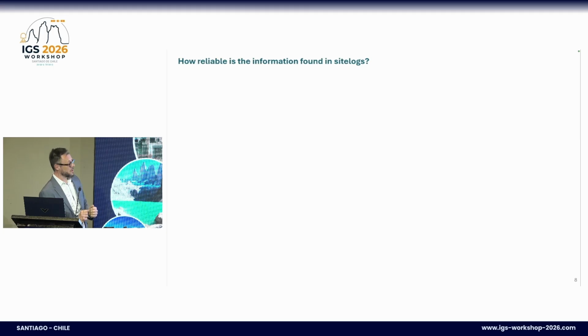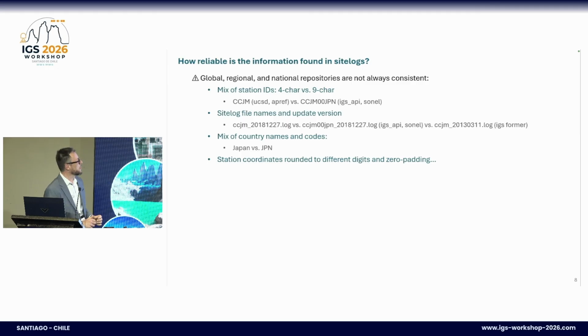So then comes the question: how reliable is the information found in the site logs? We made an analysis of the global, regional, and national repositories. They are not always consistent. What we observe is that there can be a mix of station IDs, 9 versus 4 characters, the names in the site logs connected to this difference in IDs, but also different versions on different repositories, a mix of country names and codes, not necessarily a big issue, and also some differences in coordinates, which are sometimes rounded, but sometimes zero padded.